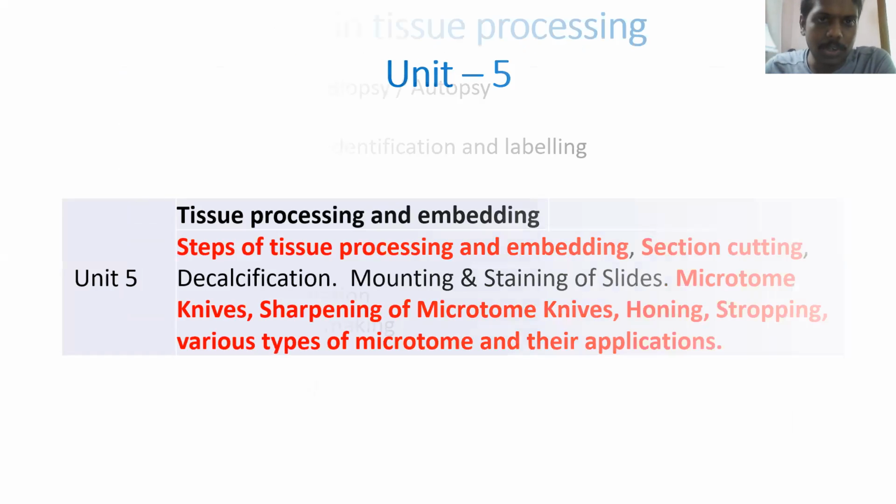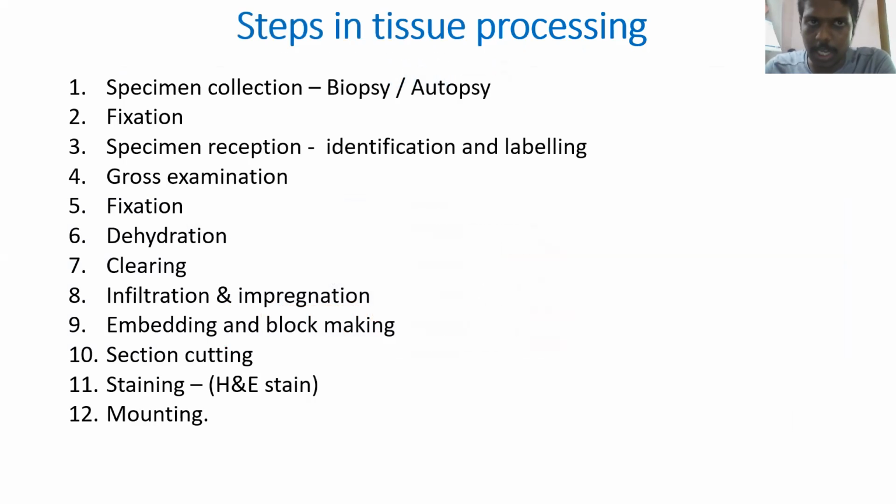Okay. So let us do a quick revision of the last lecture. As we know, these are the steps in tissue processing: specimen collection, specimen reception, gross examination, fixation, dehydration, clearing, infiltration and impregnation, embedding and block making, section cutting, staining and mounting.